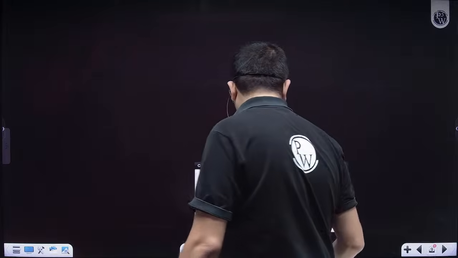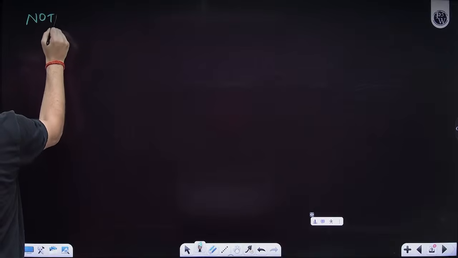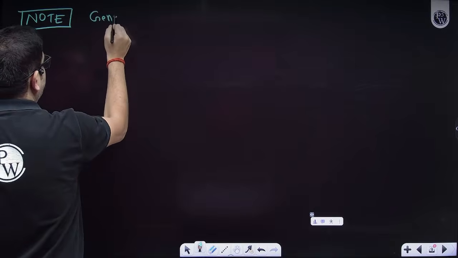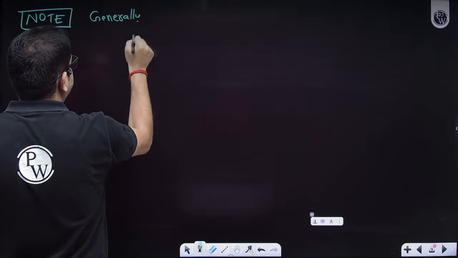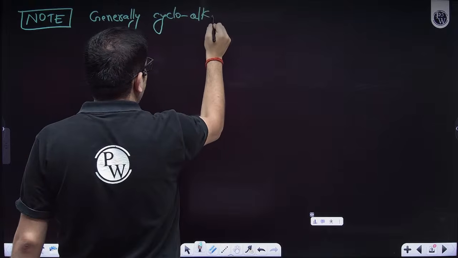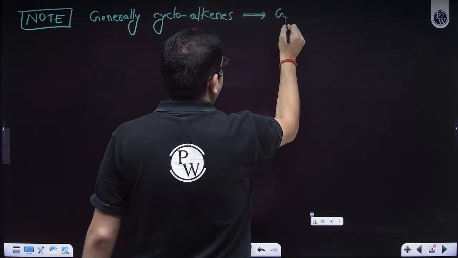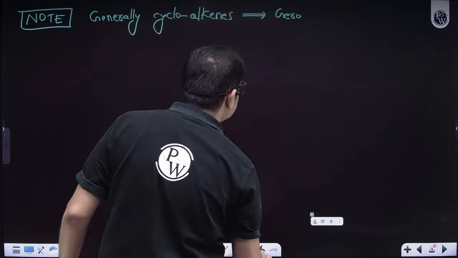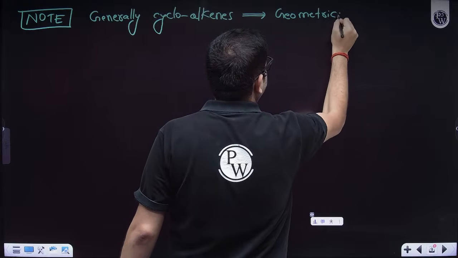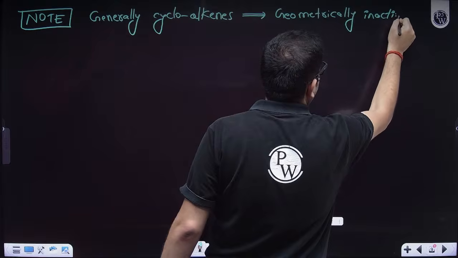So, just giving you a note. What is that note? Generally, beta, not alkanes, cycloalkenes are geometrically inactive. We have already seen this with examples.